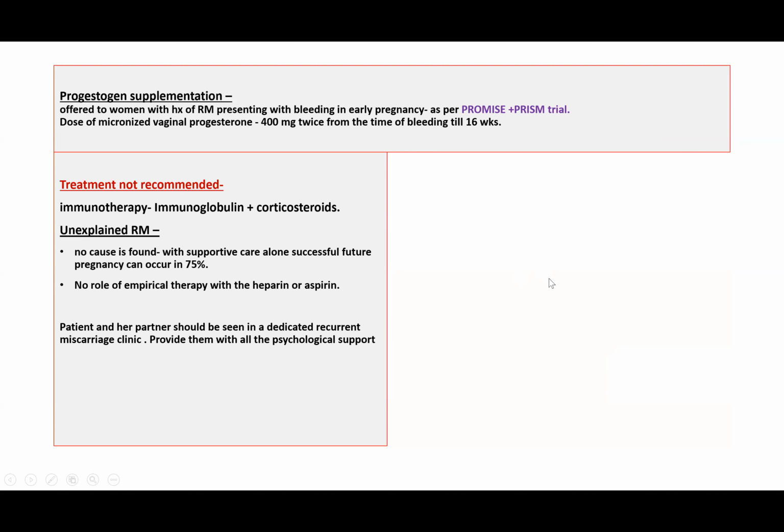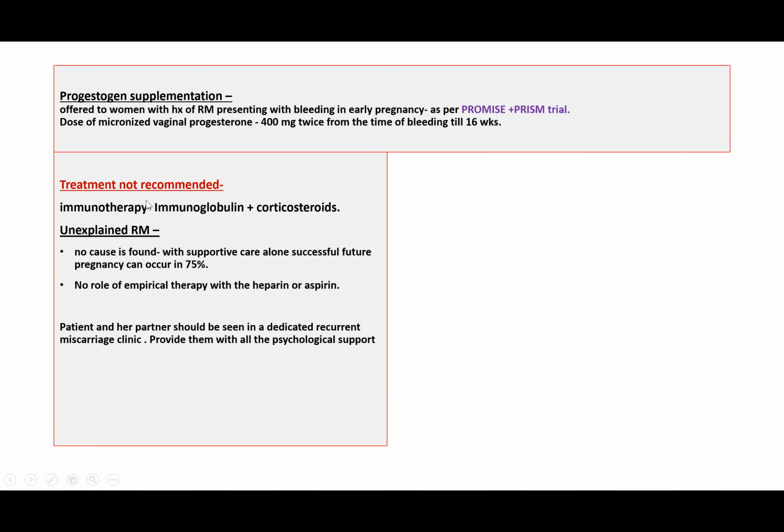What about the progestogen supplementation? So if the patient had history of recurrent miscarriage and she had history of bleeding in early pregnancy, then we can offer the patient micronized vaginal progesterone, that is the cyclogest pessary or suppository, 400 milligram twice daily from the time of bleeding till 16 weeks. This is according to the PROMISE and PRISM trial. You can take these names in the exam.